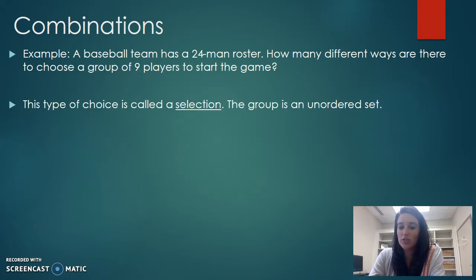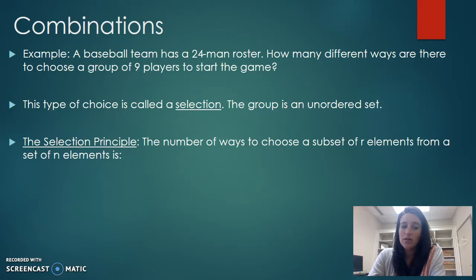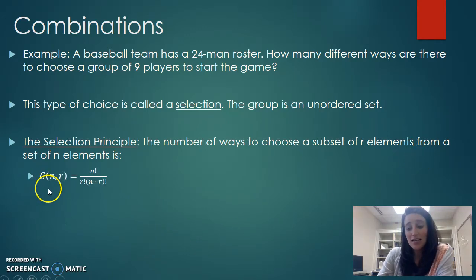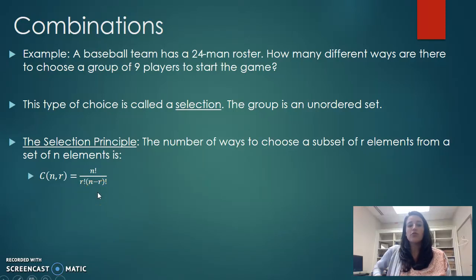This type of choice is called a selection because the group is an unordered set. The selection principle says the number of ways to choose a subset of R elements from a set of N elements is C of N comma R, equal to N factorial divided by R factorial times N minus R factorial. So if you compare this formula to the formula for the permutations, you'll see there are fewer options here because we're dividing by R factorial.